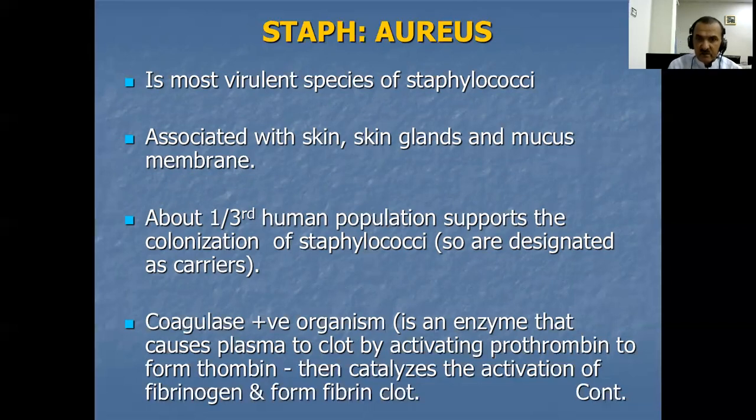Staphylococcus aureus is the virulent or pathogenic species of Staphylococcus, associated with skin glands and mucous membranes. One third of the human population supports colonization of Staphylococci, so these people are designated as carriers of Staphylococcus. Staphylococcus aureus is a coagulase positive organism. What is coagulase? It is an enzyme that activates prothrombin to form thrombin, which then catalyzes the conversion of fibrinogen to fibrin.